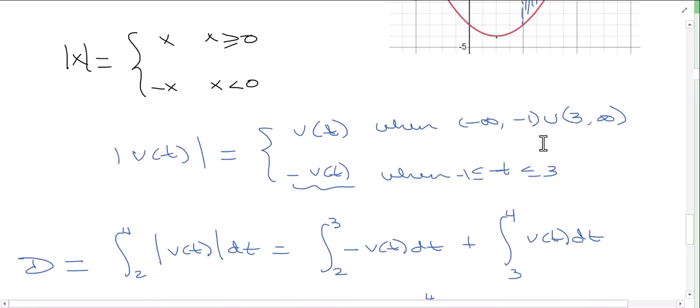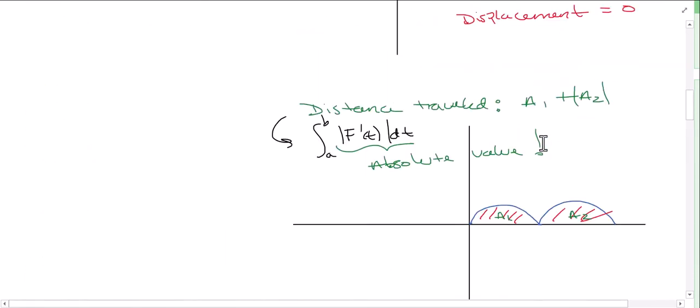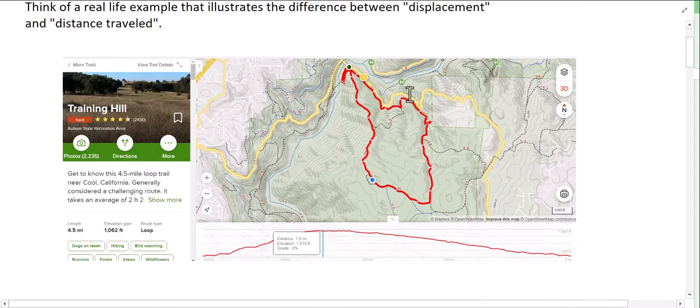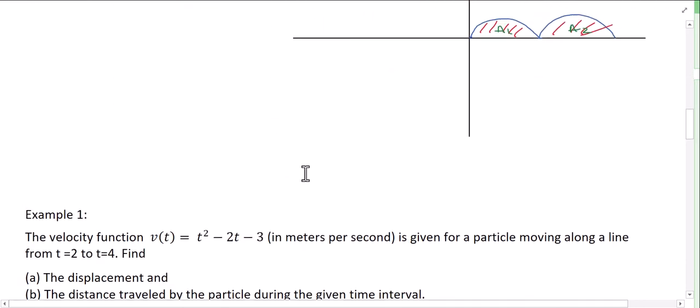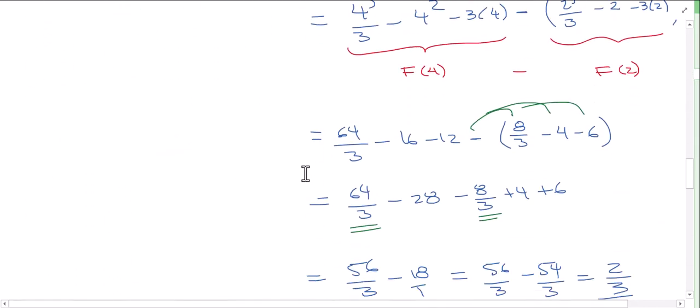So hopefully that makes sense. So that's kind of going back to my hiking example, right? If I hike and start at the trailhead, when I go and come back, my displacement is 0 because I ended where I started, so my displacement didn't change, but the distance traveled, if I go on this trail, will be 4.5 miles. So that's very different. Displacement is very different than distance traveled.